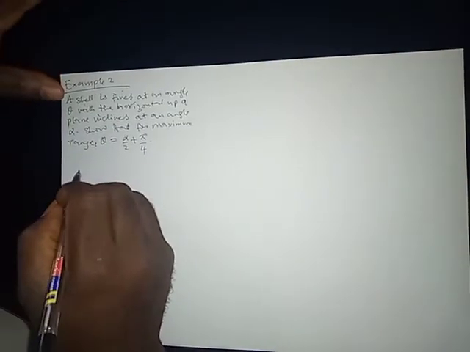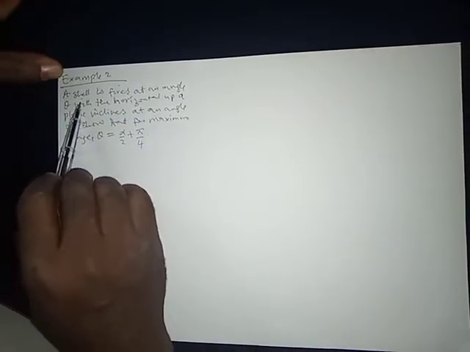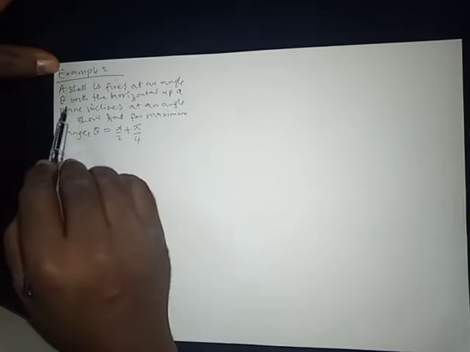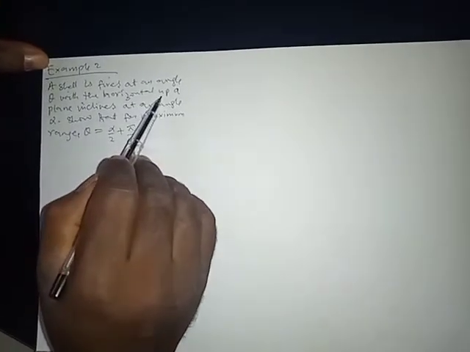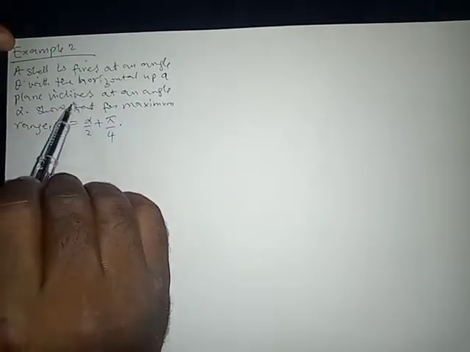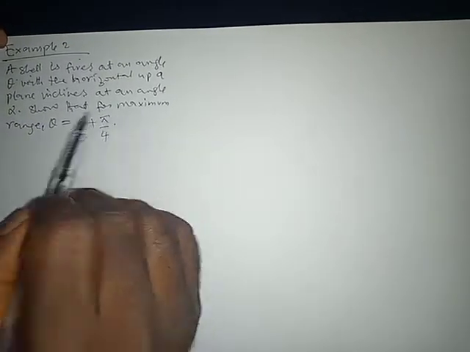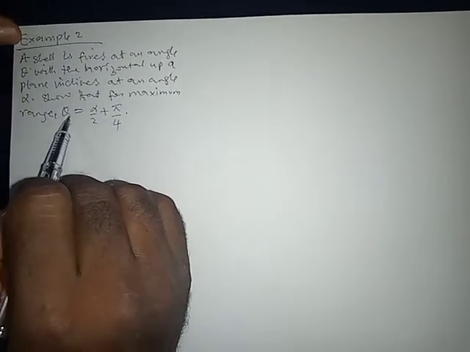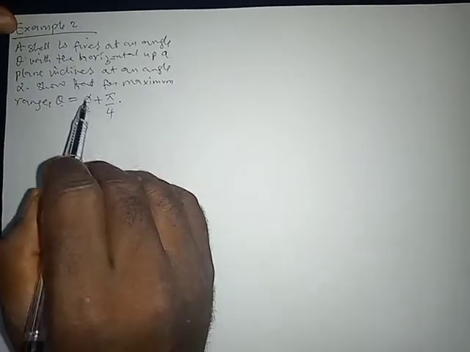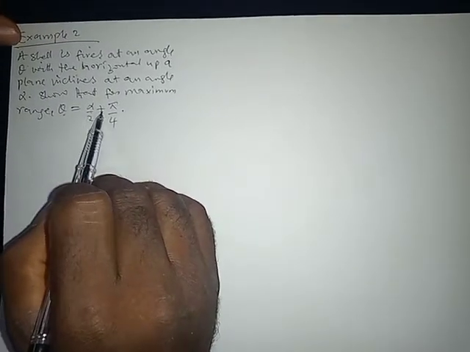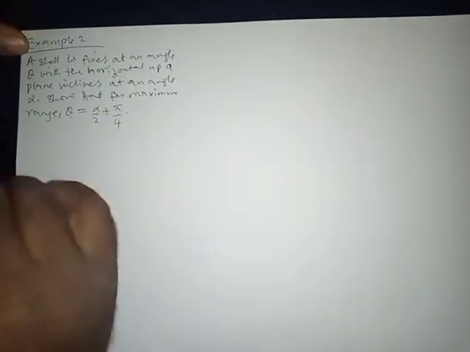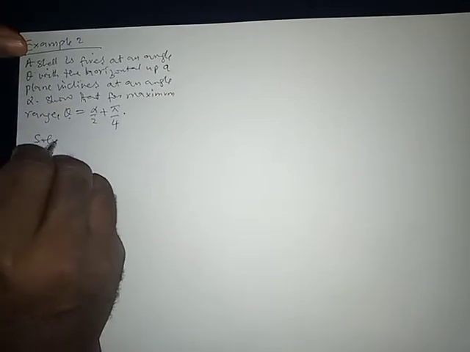Here's another example. A shell is fired at an angle theta with the horizontal up a plane inclined at an angle alpha. Show that for maximum range, theta is equal to half of alpha plus quarter of pi. How do we do this? Solution.